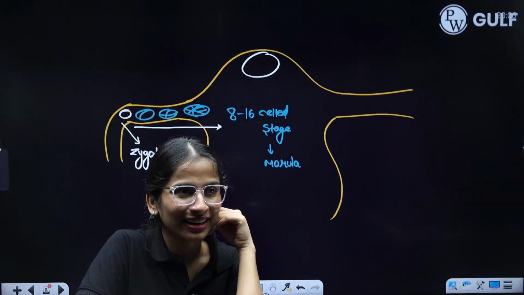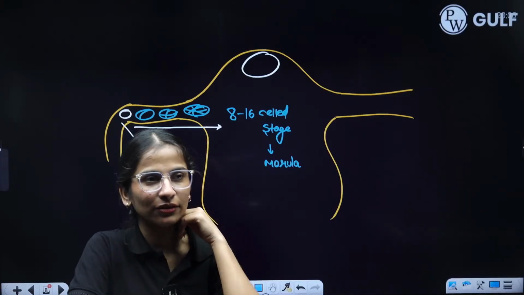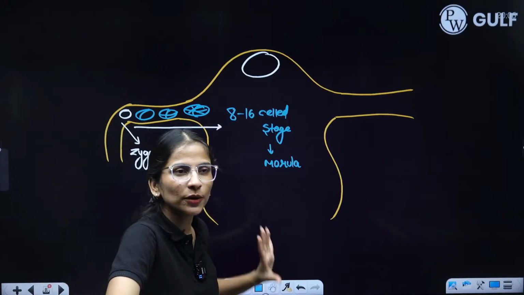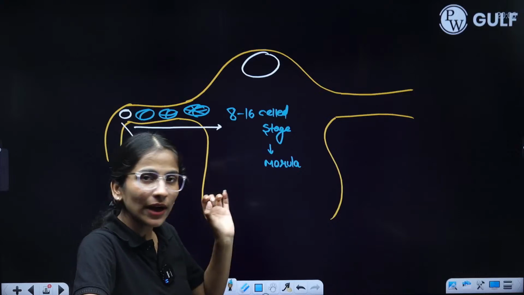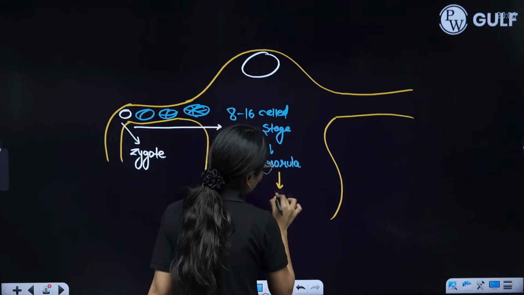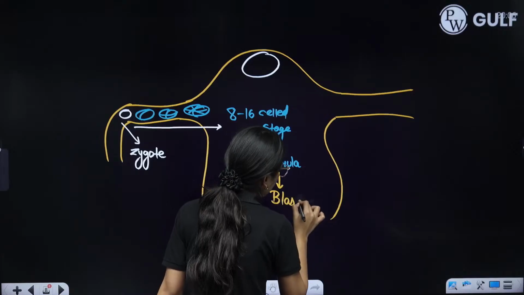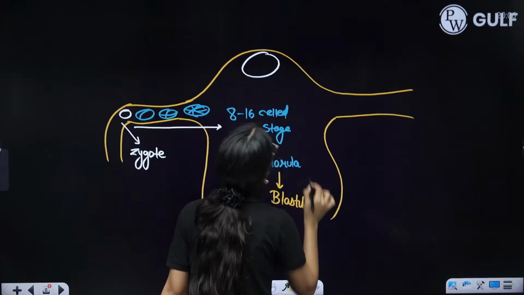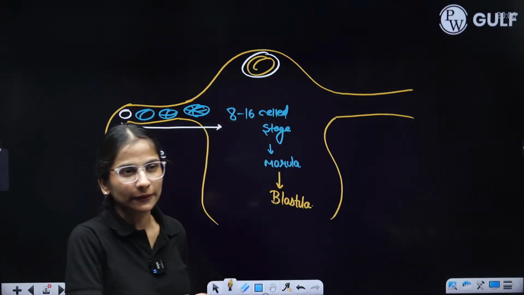I read that an early morula is 8 and 16. Yes, very good. So by the time it reaches the uterus, it should already be an 8 to 16 cell stage morula, and then in the uterus it will be converted into a blastula or blastocyst, and this blastula will get implanted.